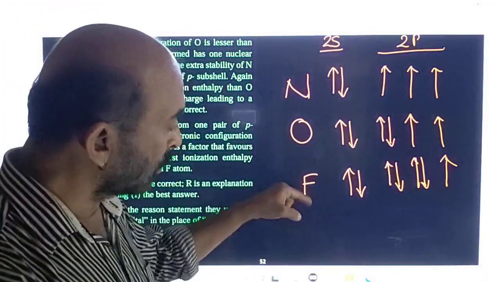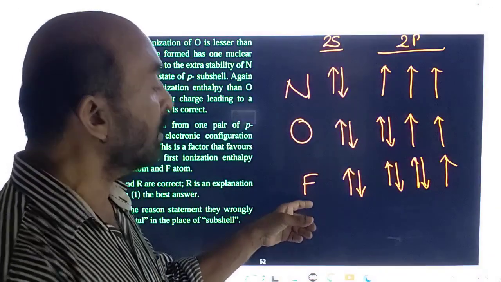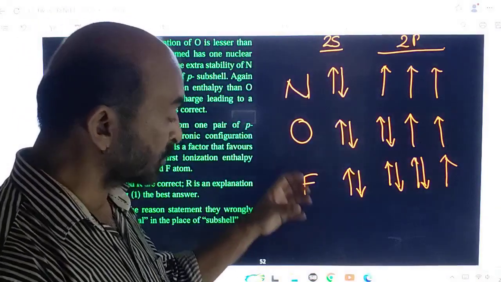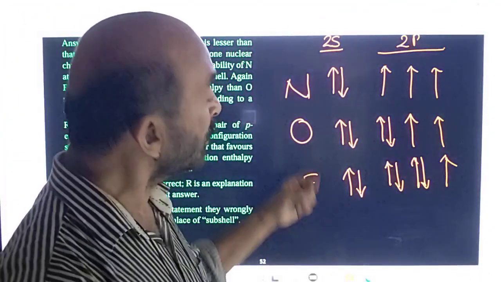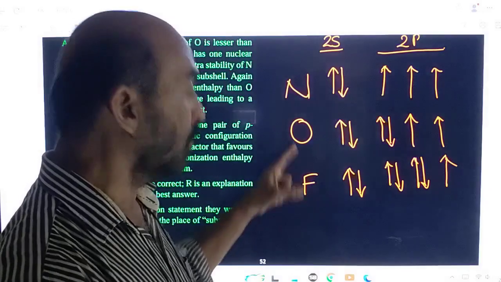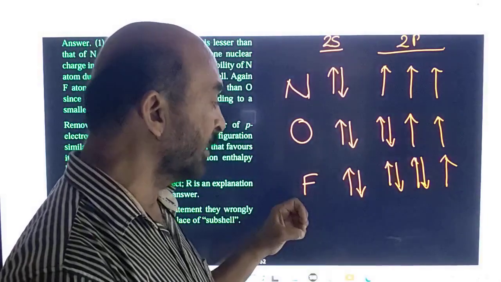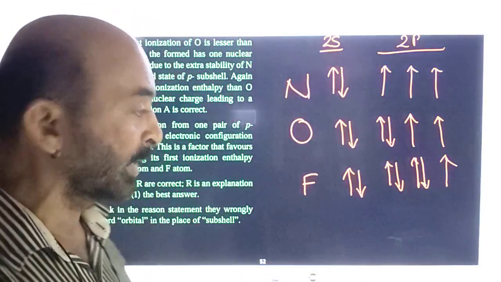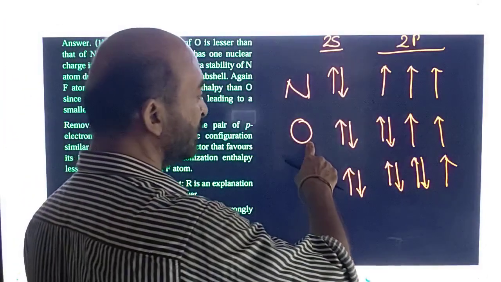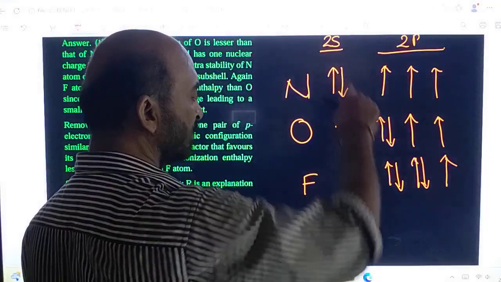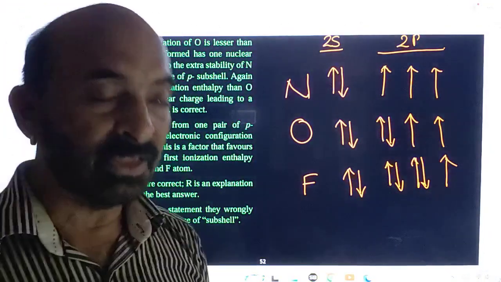Comparing oxygen with fluorine, fluorine has more ionization energy because it has a stable nucleus with a greater charge. So fluorine has higher ionization energy than oxygen because its atom is small. Not only that, its nucleus has one proton more than that of oxygen. So oxygen's ionization energy is less than this due to one reason and less than this due to another reason. And so the assertion is correct.